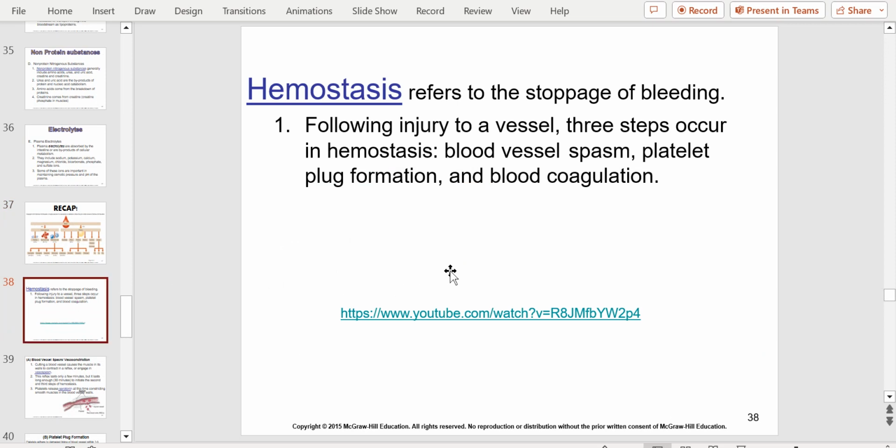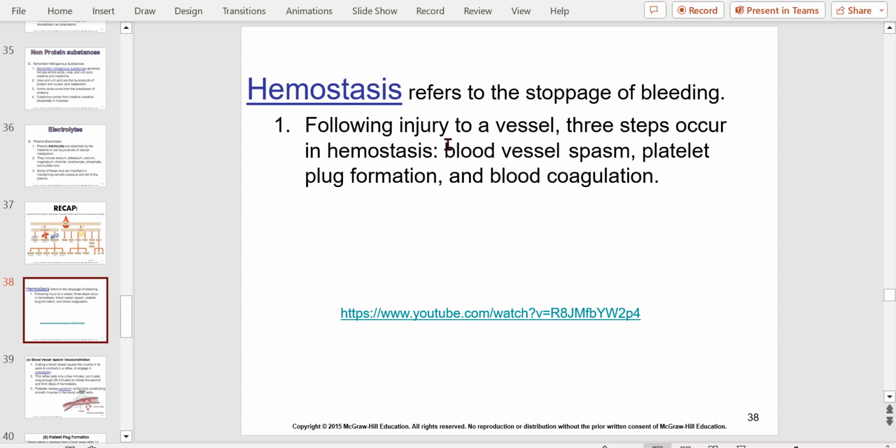Hemostasis refers to the stoppage of bleeding. There's a great little link right there. Following injury to a vessel, 3 steps occur in hemostasis. Here we're talking about when you get a cut. When you cut and you bleed, you've cut a capillary, and hopefully not an artery, but you've cut something, and that vessel, which used to be one continuous pipe, has now been cut in two or sliced somehow. You've opened it. That's the process of blood coagulation, stopping that cut.